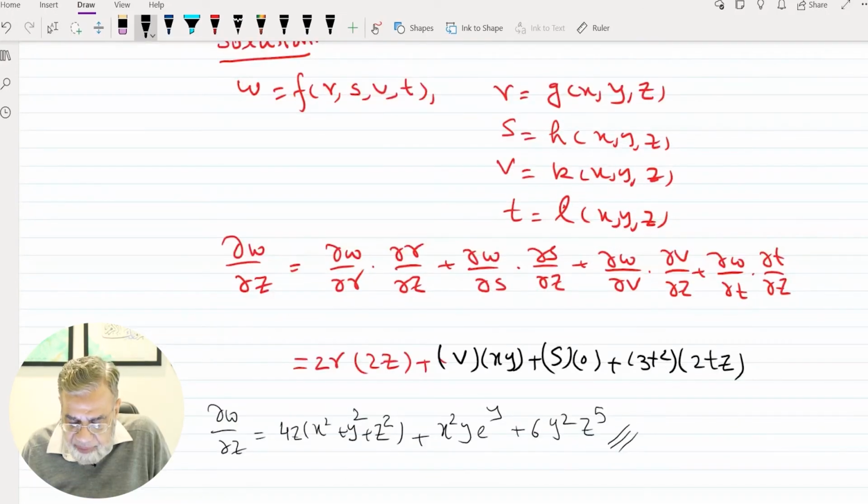So we have partial w by partial z is equal to 4z times x squared plus y squared plus z squared, plus x squared y e to power y, plus 6 y squared z to power 5. So this is my result.